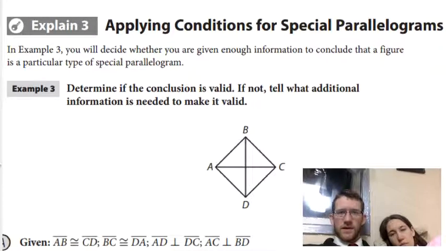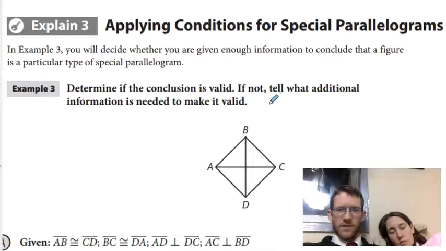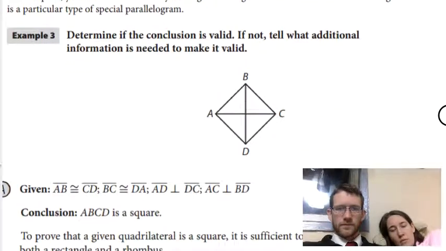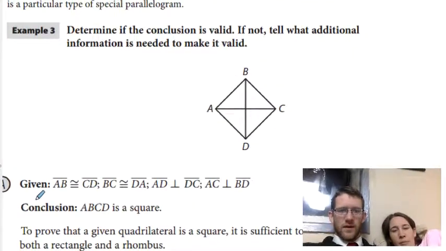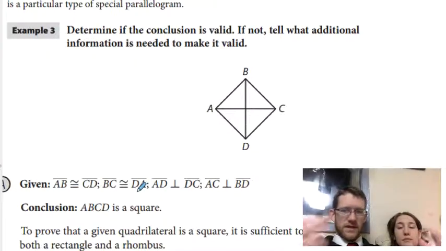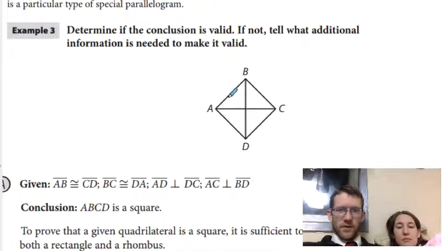Okay, so we'll do an example. This one here just asked us to determine if the conclusion is valid. If not, tell what additional information is needed to make it valid. So we have our little shape here, and I'm going to mark this on here as we get our information so we can visually see what's going on. It says AB is congruent to CD, so I'm going to mark that. And then it says BC is congruent to DA.